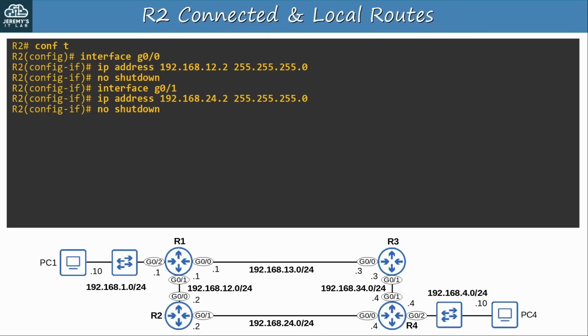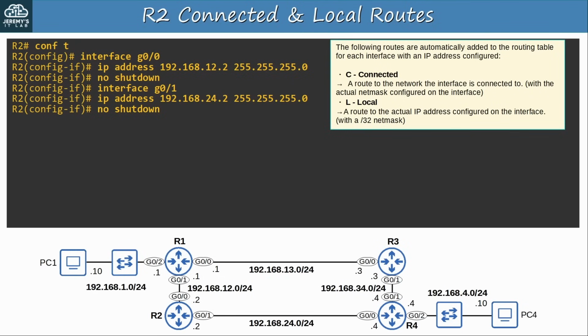Now before I show the routing table, I want you to think about what routes there will be in the routing table. There should be one connected route and one local route per interface, so a total of 4 routes. Remember, these routes are added automatically when you configure IP addresses on router interfaces. So what will the destination of each route be? Well, the connected routes are routes to the networks R2's interfaces are connected to. So there should be one route to 192.168.12.0/24 and one route to 24.0/24.